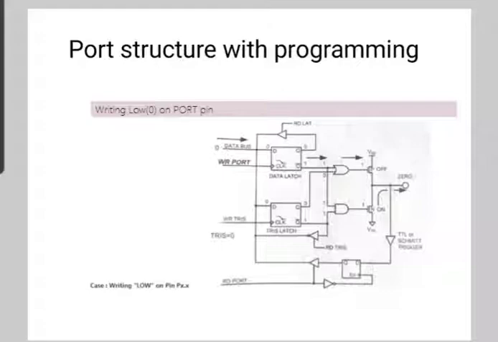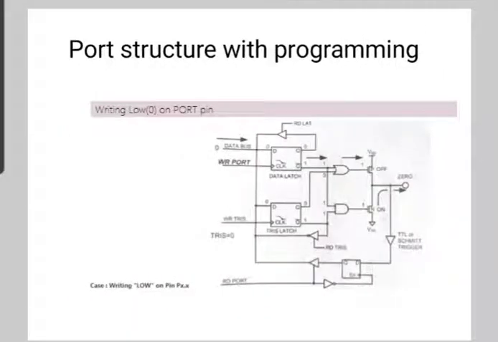So port A is an 8-bit wide bidirectional port. There are three registers associated with port A: the port A data register, TRISA, that is the port direction register, and the port latch register. TRISA, the data direction register, defines the direction of the port A pins, where a logic 1 in a bit position defines the pin as an input pin and a 0 in a bit position defines it as an output pin.